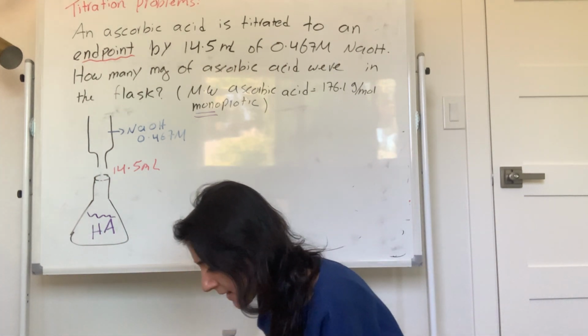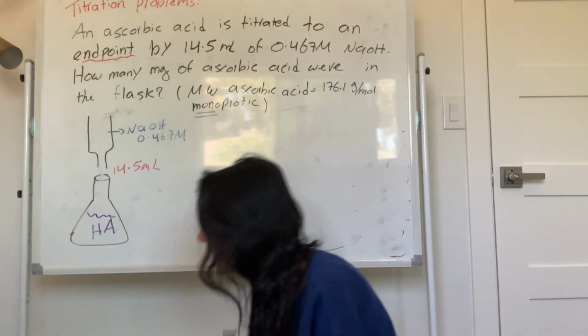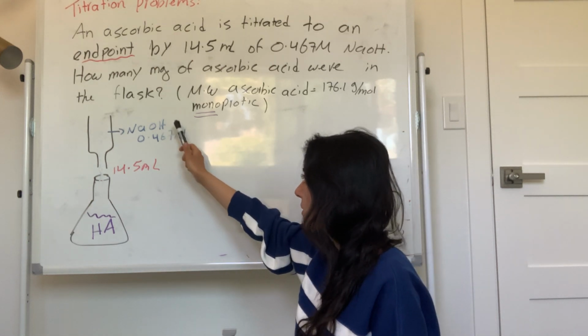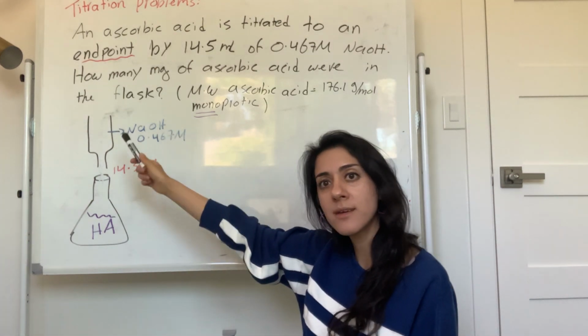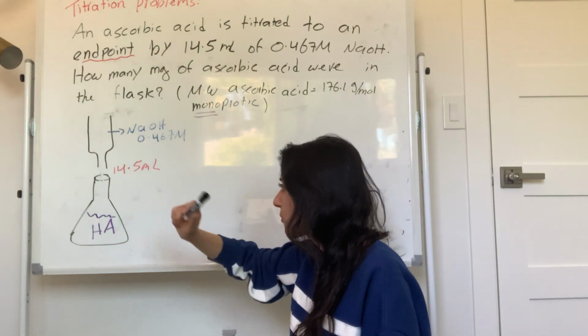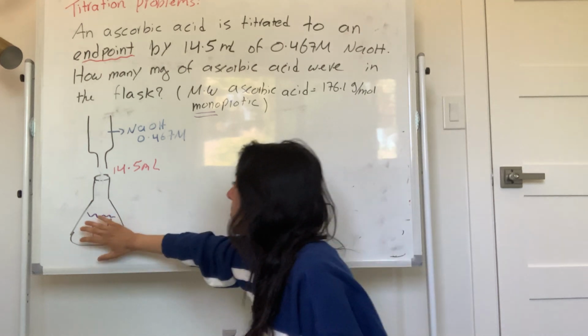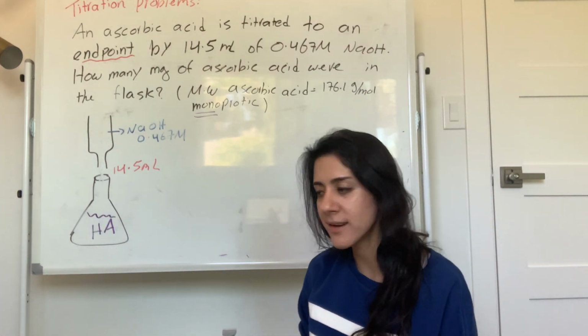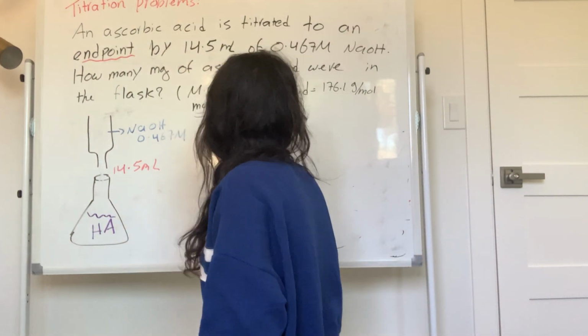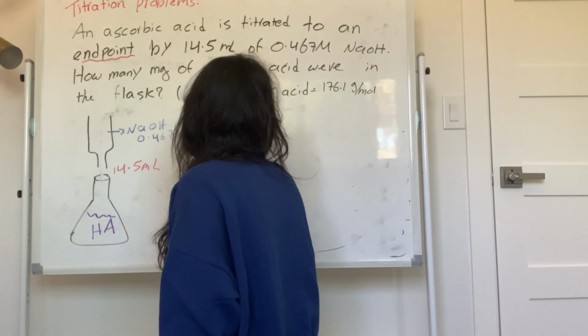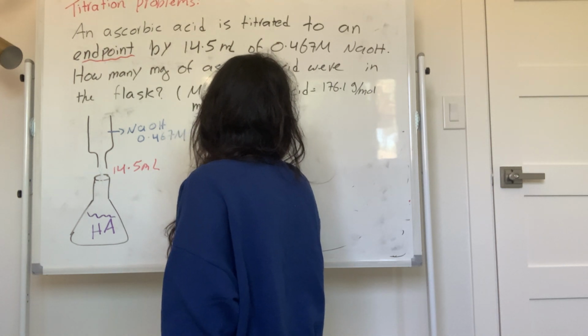Alright, so now the same as before. We've done this before. So here I have my sodium hydroxide. I want to keep adding, keep adding, keep adding. After I add 14.5, it's going to turn pink. Now I want to know how much of the acid I had in here. Now remember, molarity is moles per liter. That's the first thing you should always do.